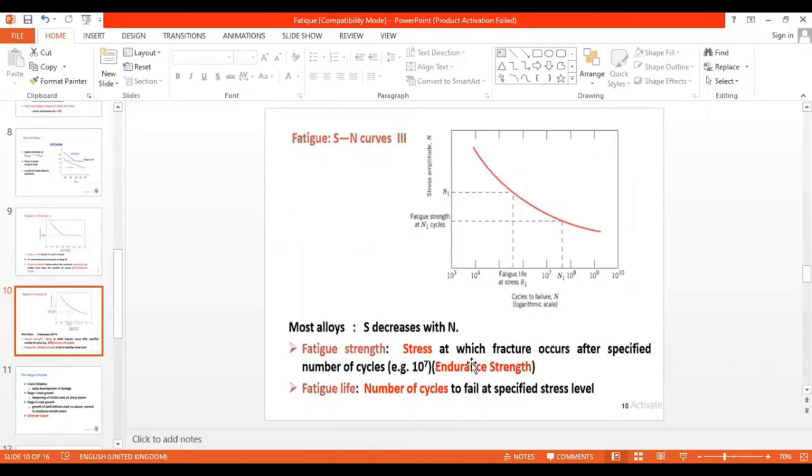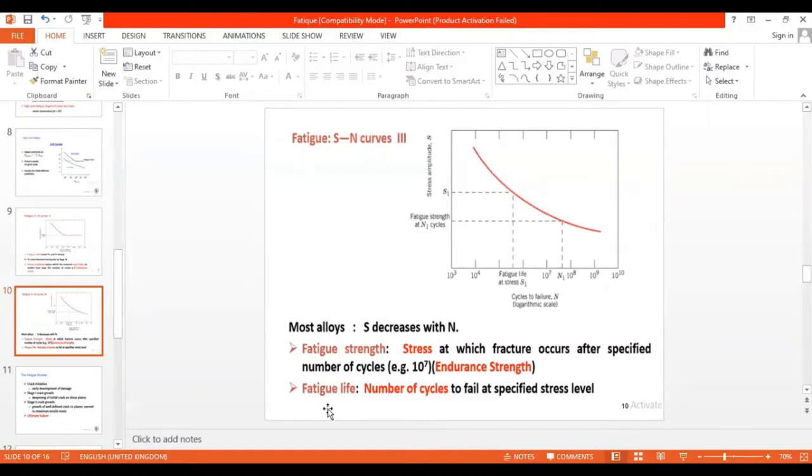Say for example, we have specified that if it withstands 10 to the power 7 cycles, it is enough. So this is like a kind of warranty for the material. If you are buying a bulb, for example, you will be given some hours, 1000 hours, it will work, a kind of warranty. So here also we specify the number of cycles. The stress at which fracture occurs after a specified number of cycles is known as fatigue strength.